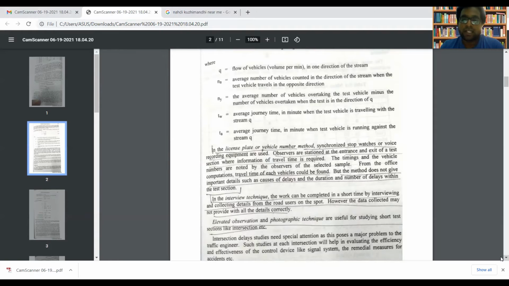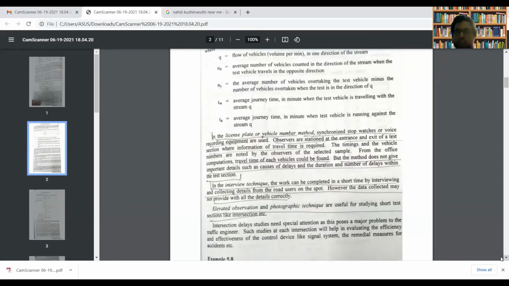The third method is the interview technique. In the interview technique, the work can be completed in a short time by interviewing and collecting details from the road users on the spot. You go to the spot, you meet the different road users, you do the interview, and using the interview, the work can be completed.